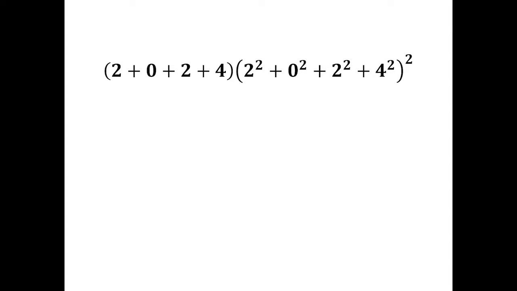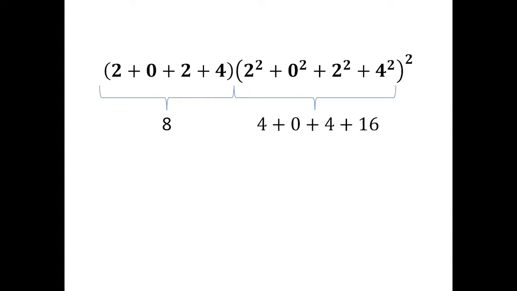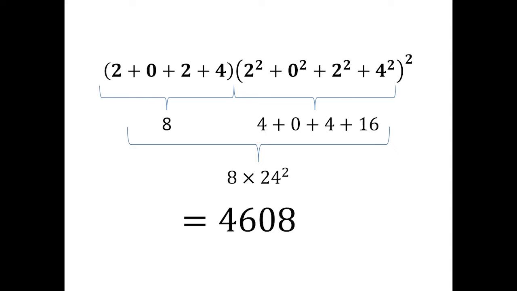So the first bracket, 2 plus 0 plus 2 plus 4, simplified to 8. And in the second bracket, remember to first do the exponents before you do addition. So that becomes 4 plus 0 plus 4 plus 16. Now, if I put the two brackets together, which is multiply, you have 8 times 24 squared. Remember the 24 squared because that second bracket was squared. And that gives you a total of 4,608.